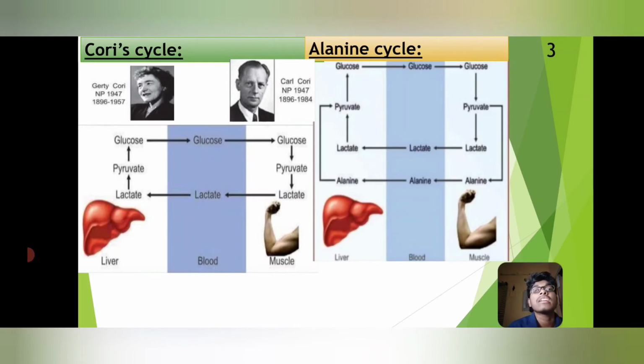And the alanine cycle. Glucose passes through the blood into the muscle. This glucose is converted to pyruvate. Pyruvate is converted to alanine. Alanine passes from muscle to liver through the blood. In the liver, alanine is converted to pyruvate. This is the alanine cycle.